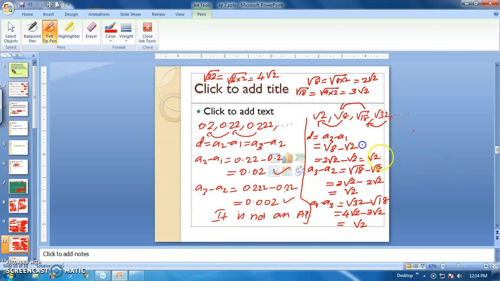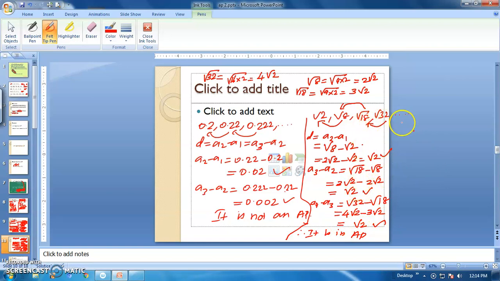So a2 minus a1 is root of 2, a3 minus a2 is root of 2, and a4 minus a3 is also root of 2. Therefore all differences are the same. Therefore it is in AP. That is the third series, right? So we have found the common difference. The common difference is nothing but root 2 only, right?